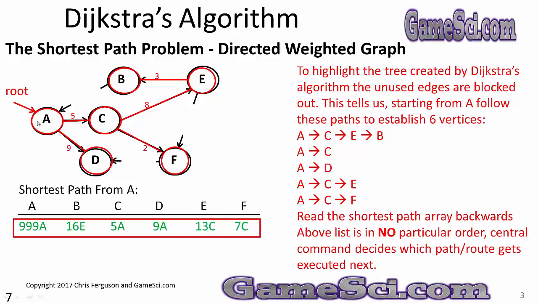How did we get to E? We went A, C, E. How did we get to F? A, C, F. This shortest path tells you all those routes we took from A.